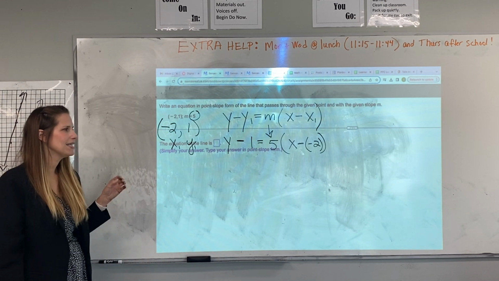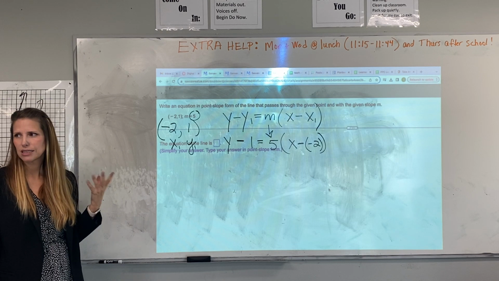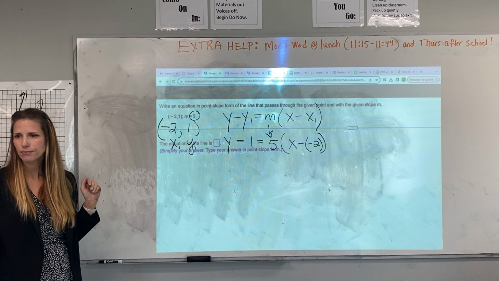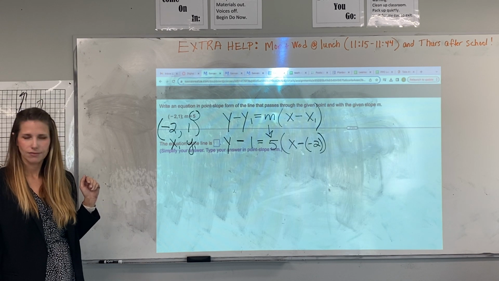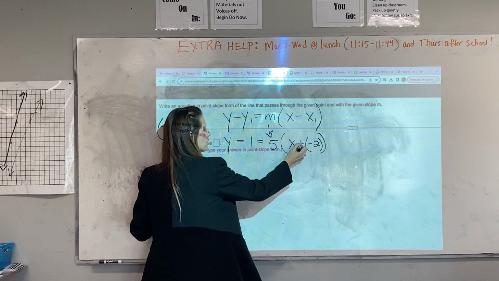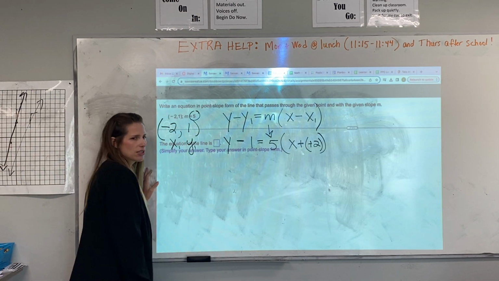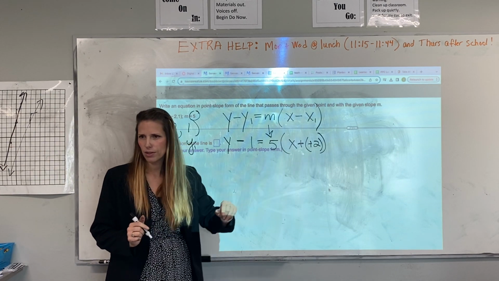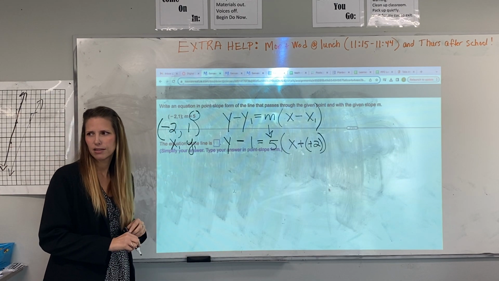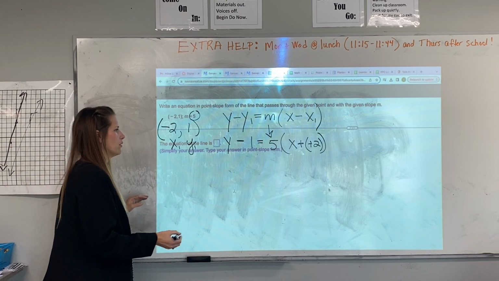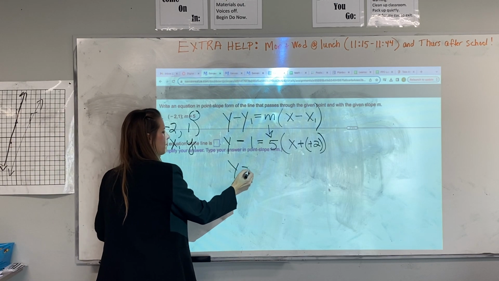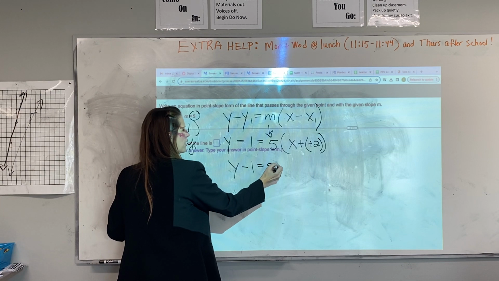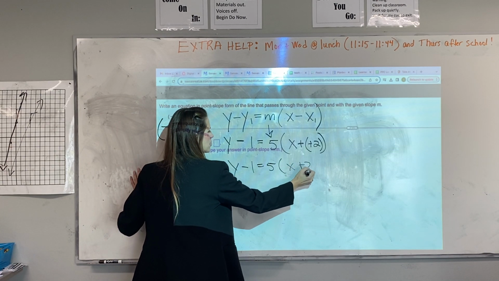What needs to change before we can just say that this is final and done? Yep, we're going to kill the cockroach and change the sign. Now, does the digital book want you to write it as x minus negative 2? No. What does that simplify to? x plus 2. So our final answer is y minus 1 equals 5 times x plus 2.